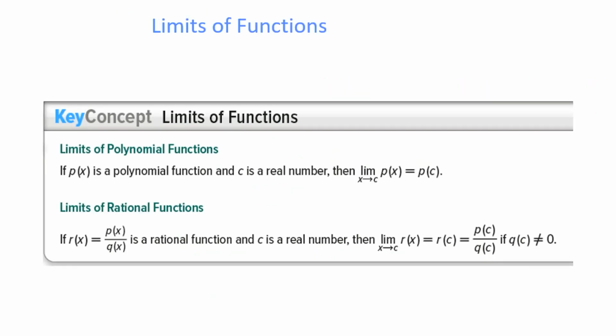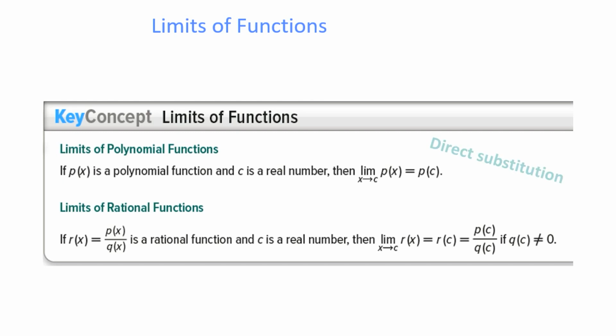You may have noticed that whenever we wanted to find the limit of a polynomial function, the limit at point C was the same value as the function value at point C. Similarly, with rational functions, if I consider this rational function R(x) equals P(x) over Q(x), then the limit of the function at point C will be equal to the value of the function at point C. But we have to be careful because Q(C) cannot be equal to 0. The denominator of the function at point C cannot be 0.